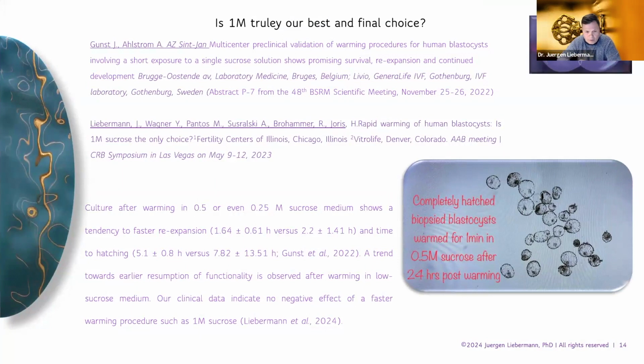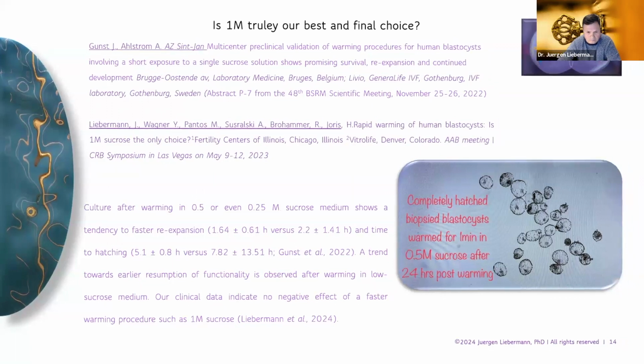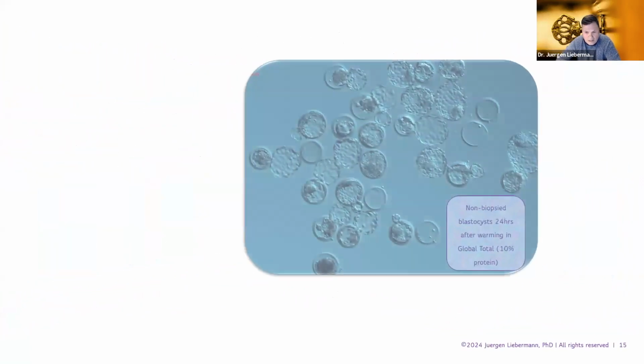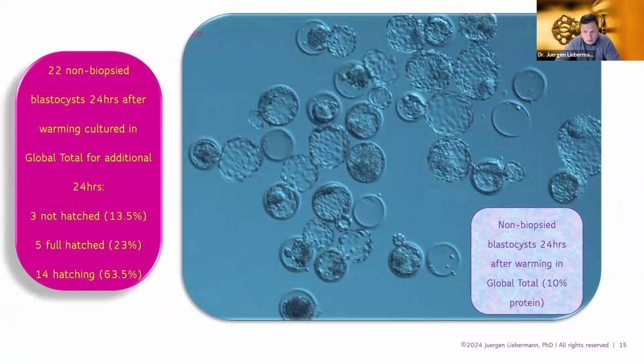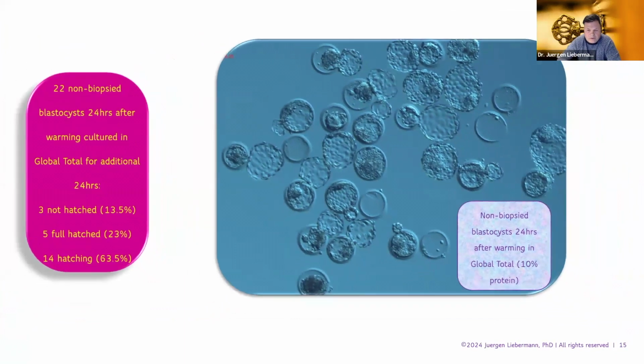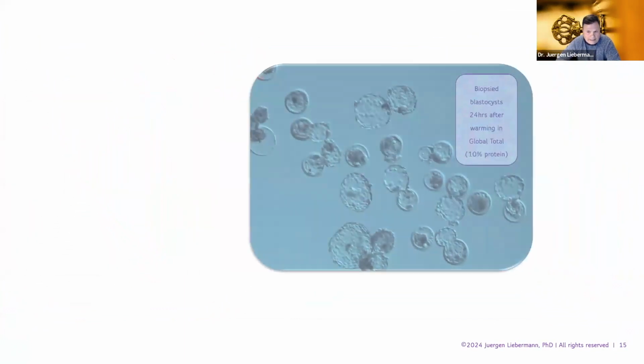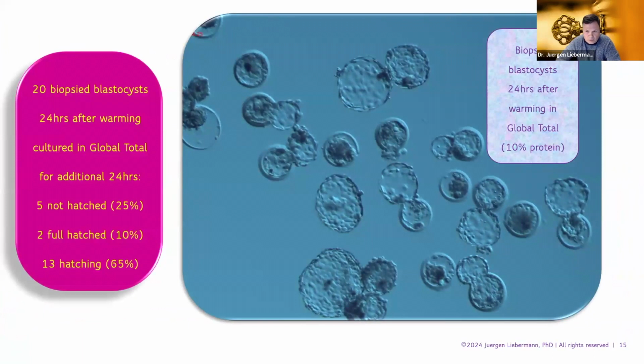There is a trend toward early resumption of functionality observed after warming in low sucrose medium. For example, Gonst observed that the time blastocysts need to hatch if you thaw them in lower sucrose is only 5.1 hours compared to about 7.8 hours if you thaw them in 1 molar. And these are some blastocysts we thawed, non-biopsied, and we cultured them in 10% instead of 20%. The next slide is biopsied blastocysts. We also thawed all in 1 minute, and they were cultured also in 10% and not in 20%.